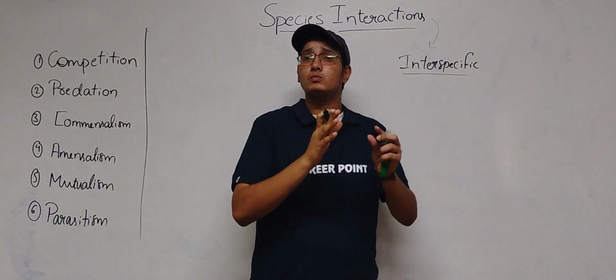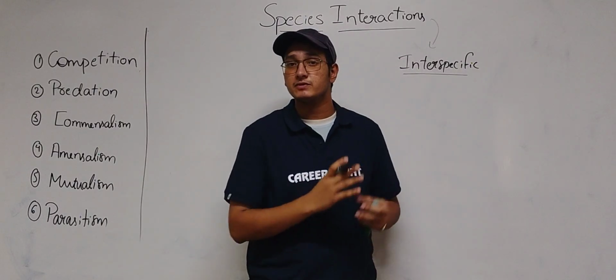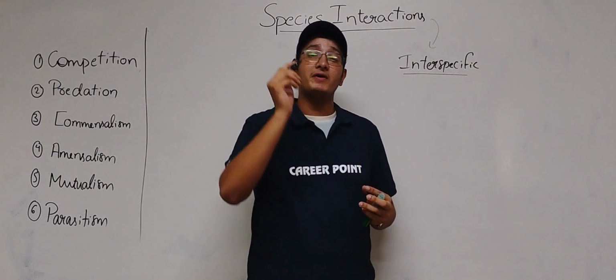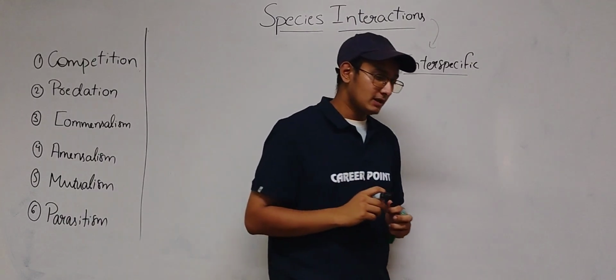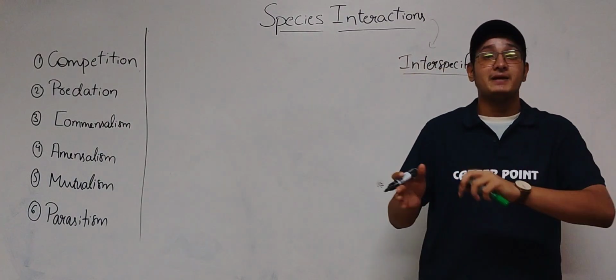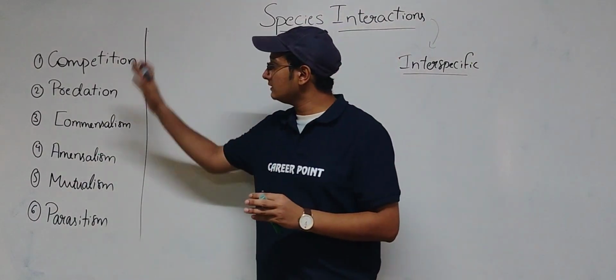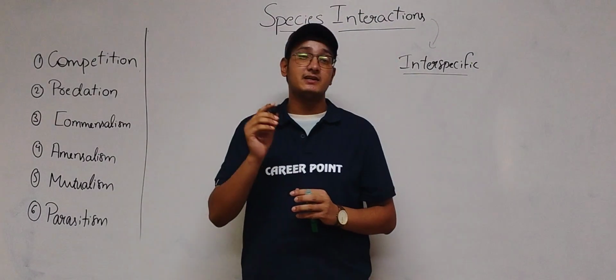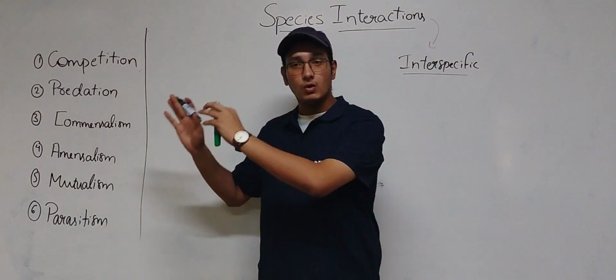This is one of the most important topics in NEET. If you look at the previous year papers of NEET or CUET UG, you will find at least one question in the paper. So let's start the topic. What kind of questions might be asked? You should remember the definition of all the interactions, and the signs, positive, negative and neutral. You should remember all the signs.